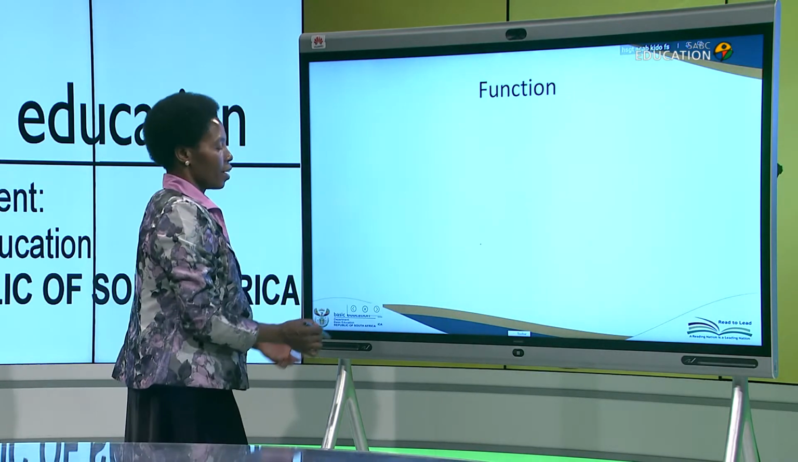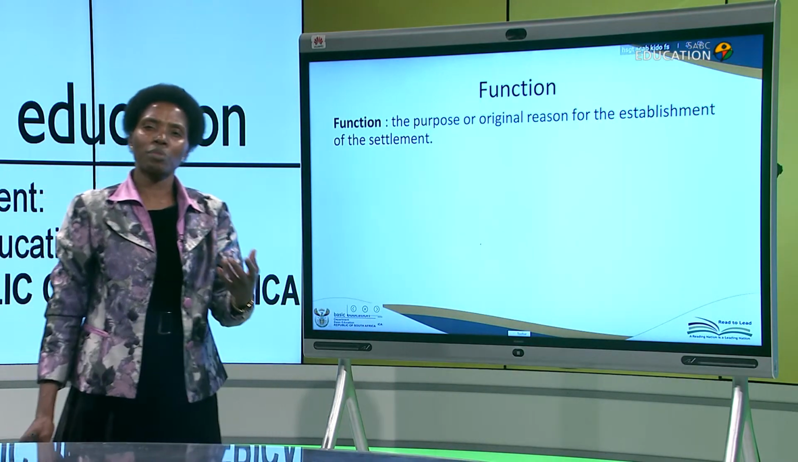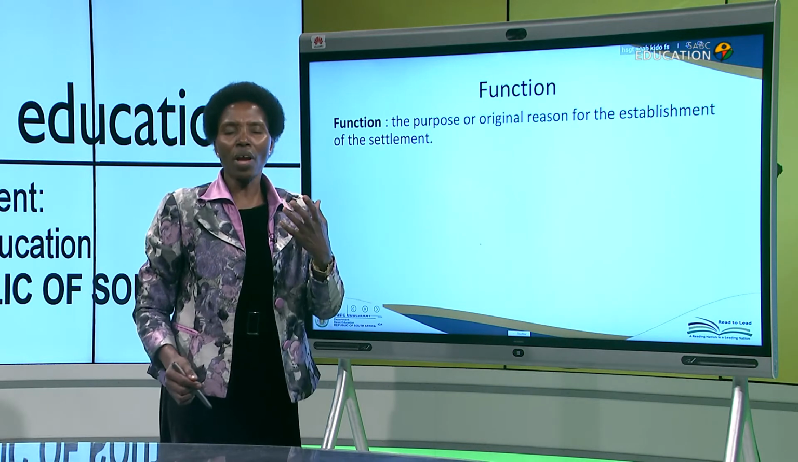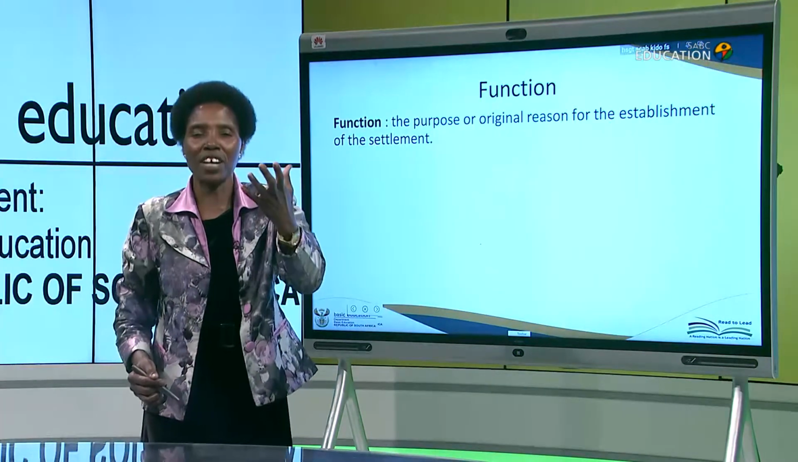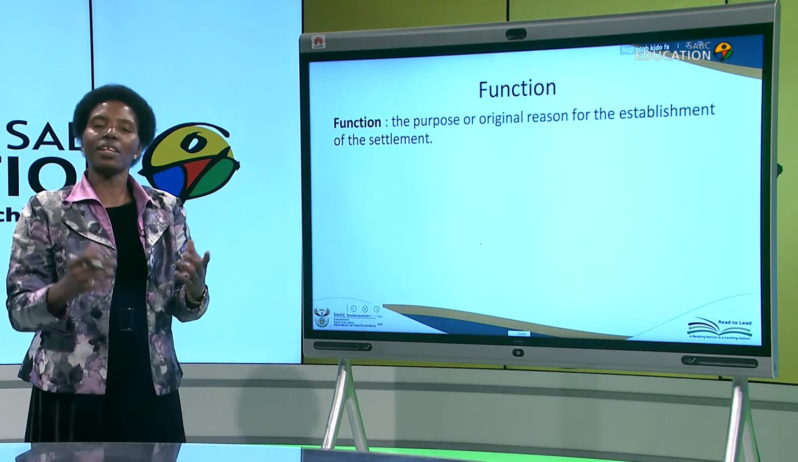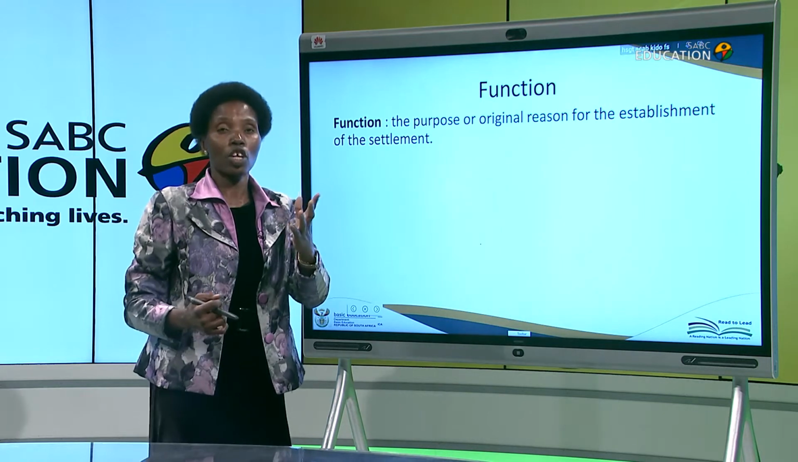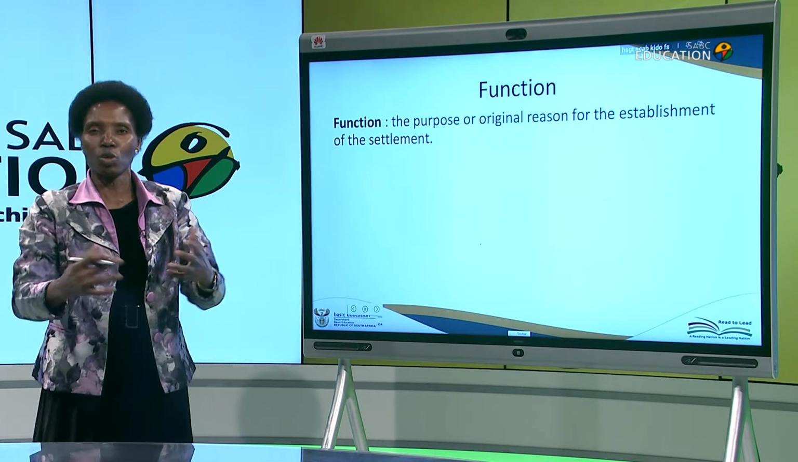Okay, let us look at the function. What is a function? Okay, when I was explaining what a function is, when we talk about a rural settlement, we said a rural settlement has got one function. Okay, when it has one function, it means immediately the functions start to develop.